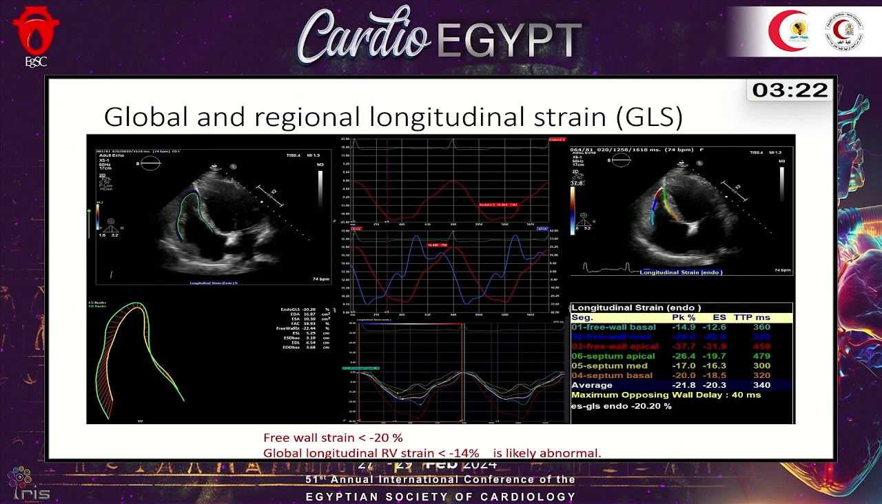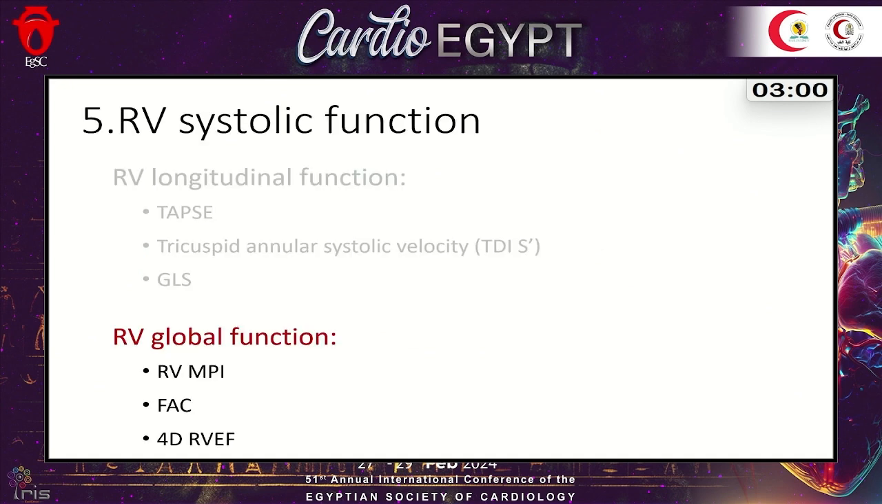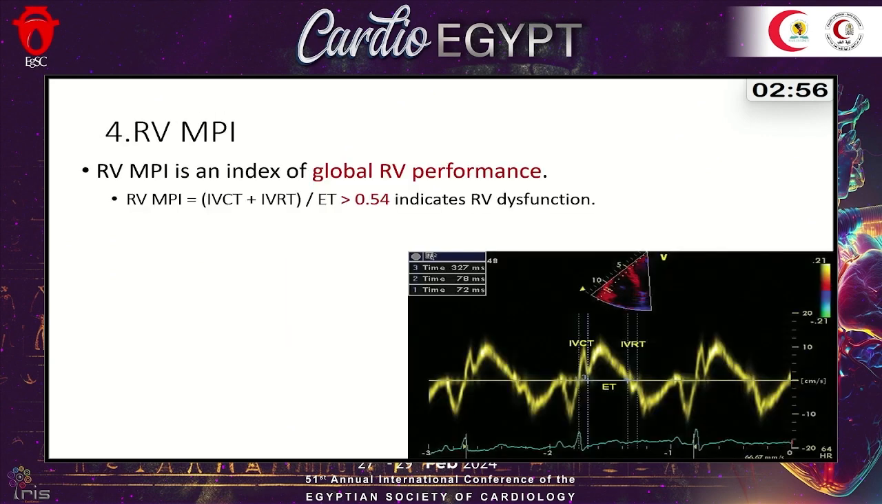important for both the diagnosis and prognosis, and we can measure the free wall strain and the global longitudinal strain. It was found to have a very powerful prognostic value across the range of heart failure, and this study, published last year, highlights the importance of assessing RV strain as a routine in heart failure patients. The RV global function using the MPI as an index of global performance.